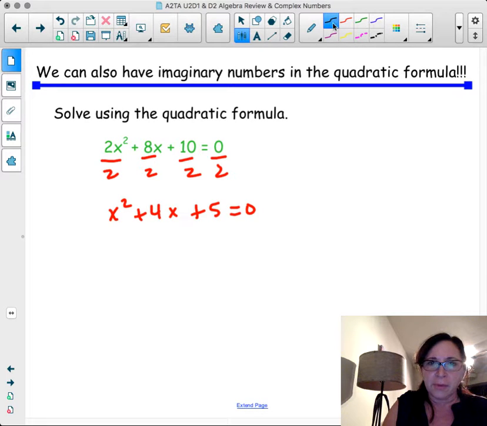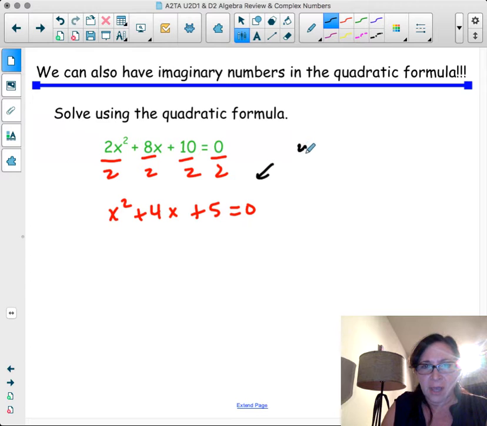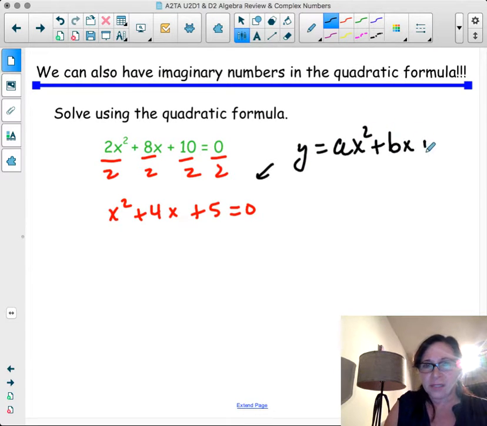I want you to remember that this equation right here comes from the standard equation, y equals ax squared plus bx plus c. Notice that the a term is in front of the x squared term, the b is in front of x, and c is the constant value.